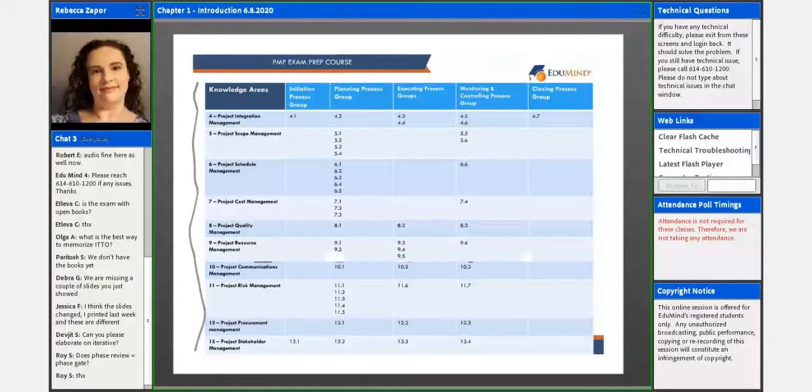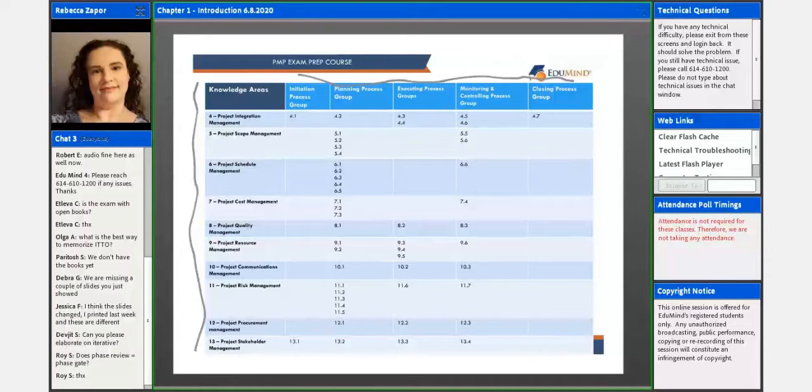So your knowledge areas are down along this left column, and your process groups are across here, and you can see where each of them falls. Project integration management touches all five process groups. There's one in initiating, one in planning, two in executing, two in monitoring and controlling, and one in closing.